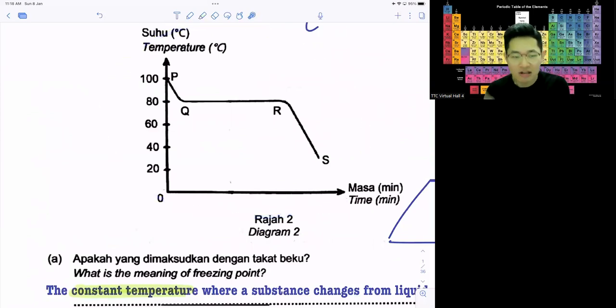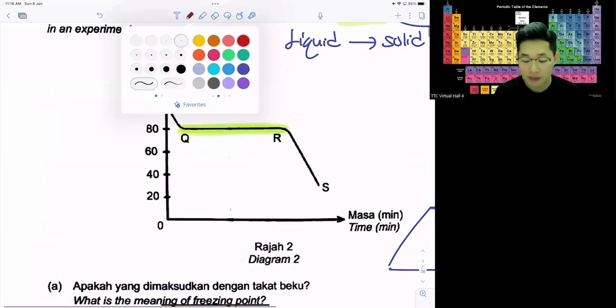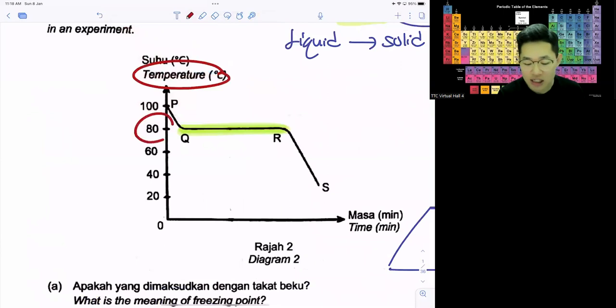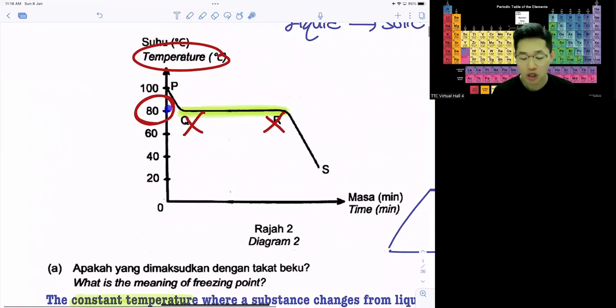When you look at the graph, I believe you can see which part is the constant, right? The constant is the part here from Q to R. So it's actually this one. When the question asks for freezing point, melting point, or whatever point, the point refers to a temperature. 它要的是一个温度。Please 不要给我 like Q or R as your freezing point. You must give me the temperature 80 with 单位 degrees Celsius.